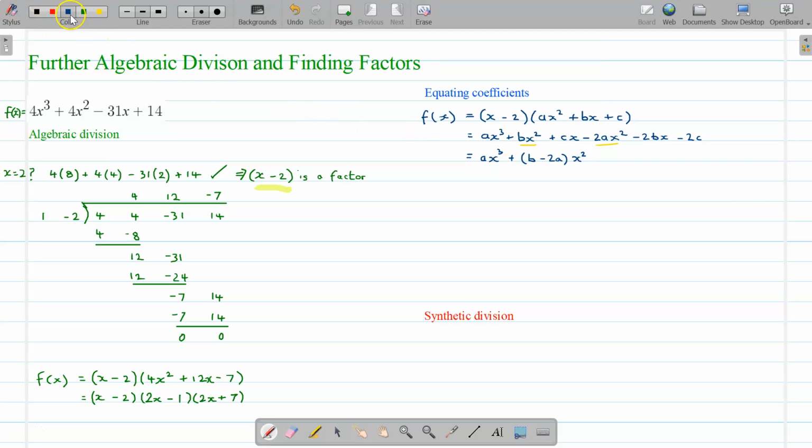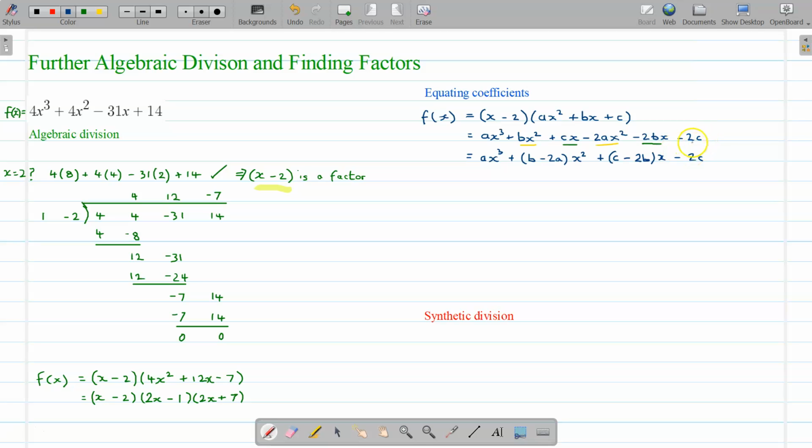And next I have these two terms which contain x: minus 2bx and cx. So the next term I can write as c minus 2b, and that's all times x. And finally, I've got minus 2c at the end. So I've now got four terms: an x cubed, an x squared, an x, and a number.